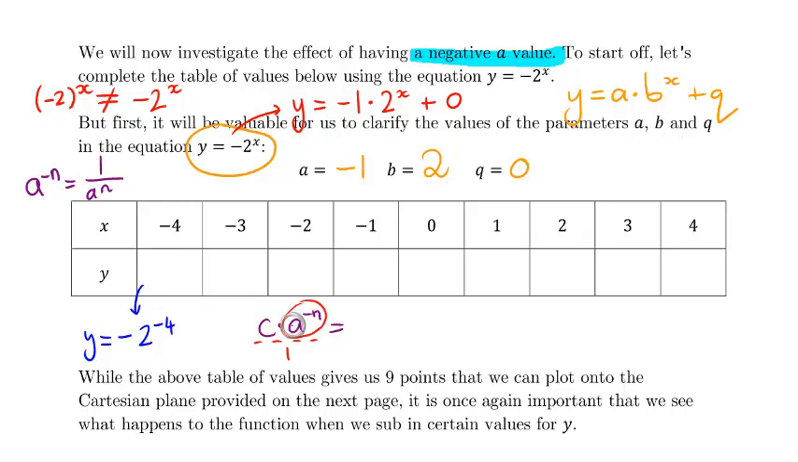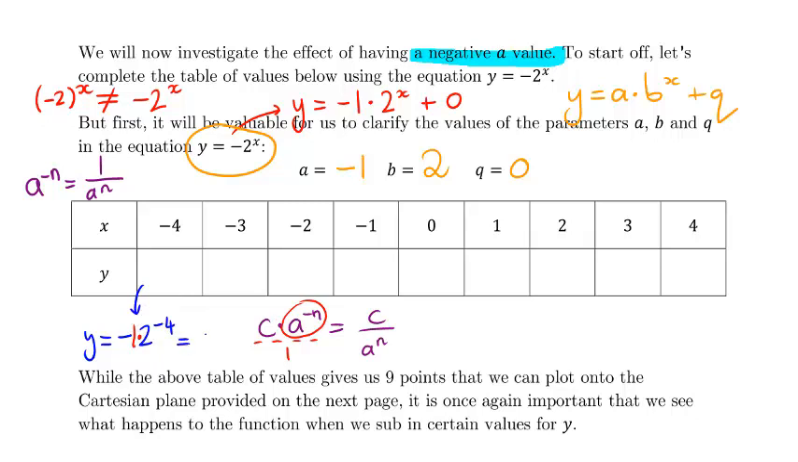So only the a would swap down to the bottom and become a to the positive n, whereas the c would stay at the top: c over a to the n. So whatever is not to a negative exponent stays on top of the fraction, just like what we have over here. Because what we have over here is minus 1 times 2 to the minus 4.